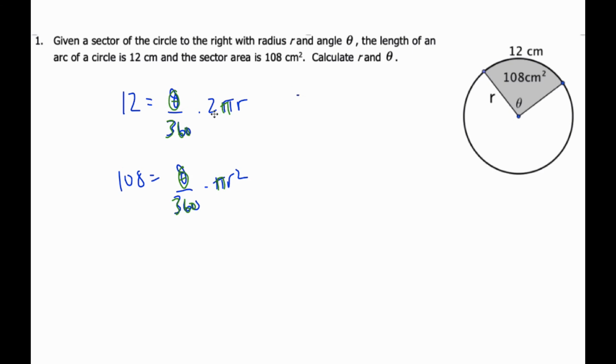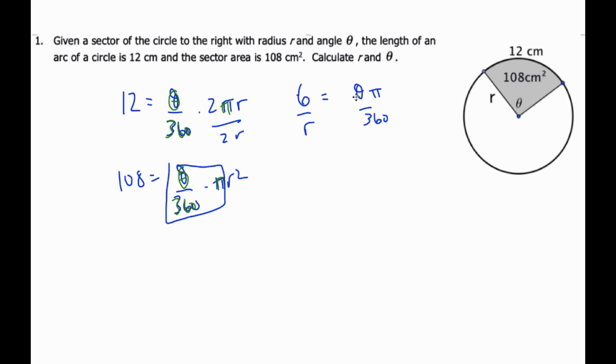I'm going to take this one and just divide by 2 to get rid of the 2. So 6 is going to be theta times pi over 360 times r. And actually I'll divide by r as well. So I divide by the r, and now I know that 6 over r is equal to pi times theta over 360.